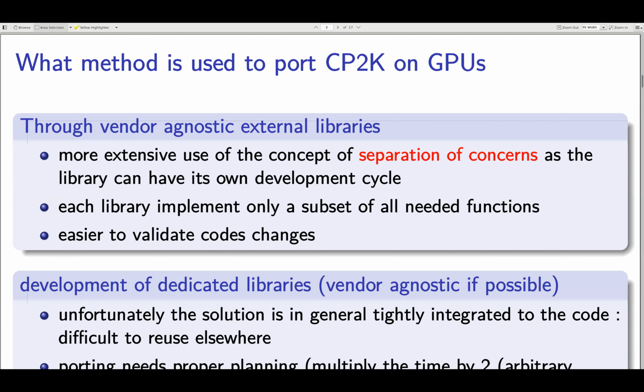One of the things that we discovered is that we need to do proper planning for developing these dedicated libraries. Usually, if you think you need 3 months to do this work, just multiply by 2 or 3, and then you are probably in the right amount of time you really need to port this part of the code. Another aspect that I also discovered working on CP2K is that documented code is actually important for the other developers to work on and maintain.